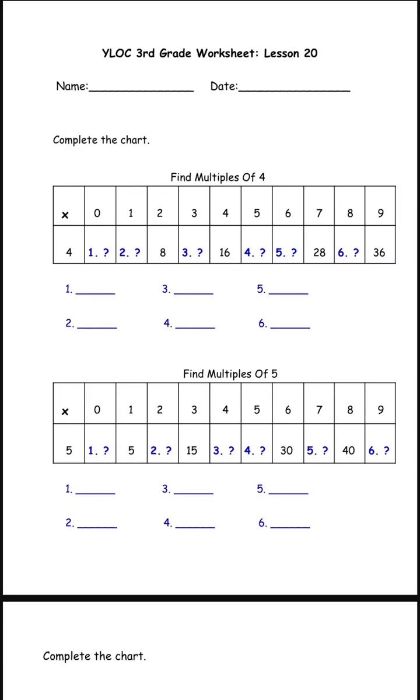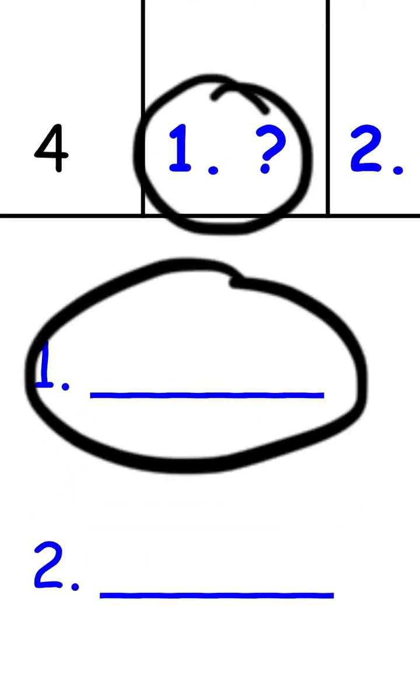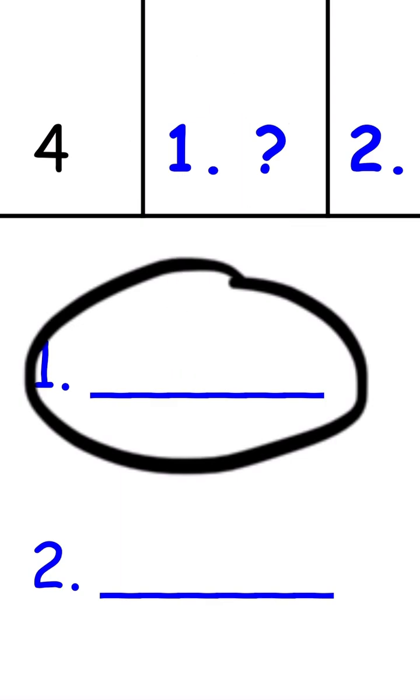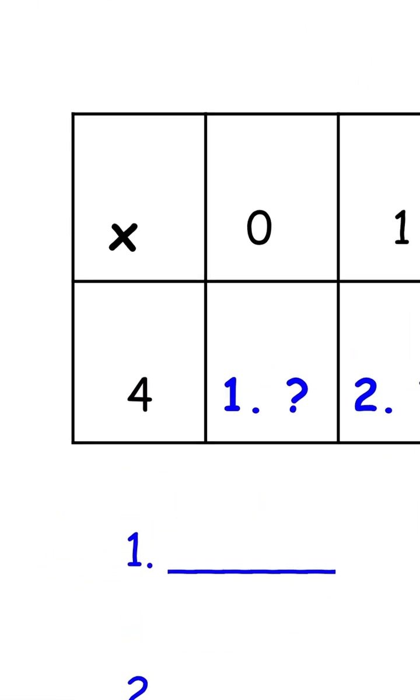Hello, today we're going to work on lesson 20 and we're going to first complete the chart. So let's look at the first chart. For the first chart, we need to find the multiples of 4. So if you look at number 1 in the chart, the first one is multiples of 4.